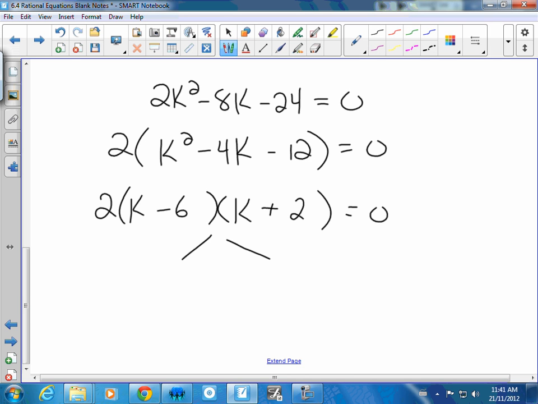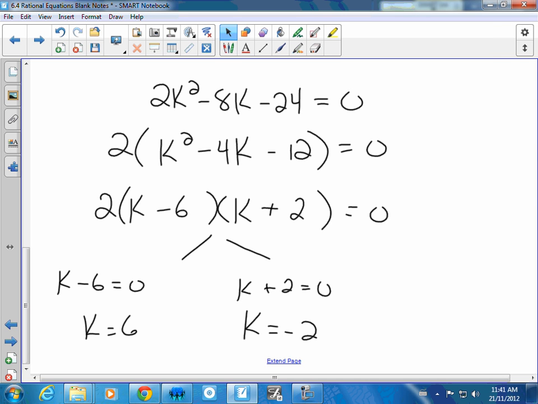Is that correct? K minus 6 equals 0. K plus 2 equals 0. So in this case, K equals 6. K equals negative 2. We're done, right? Yep. We go home and have a nice bottle of ginger ale.